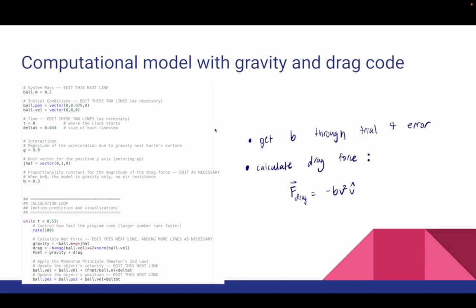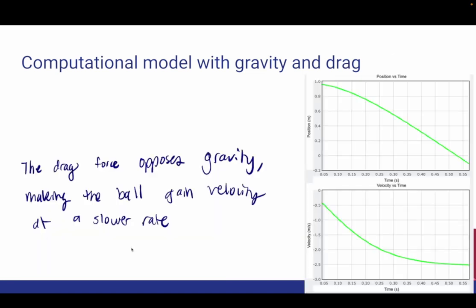Here's the one with both gravity and drag. I found the proportionality constant through trial and error, and I calculated the drag force using this formula, which you can see here. And here's the results of that. The drag force opposes gravity, making the ball gain velocity at a slower rate.